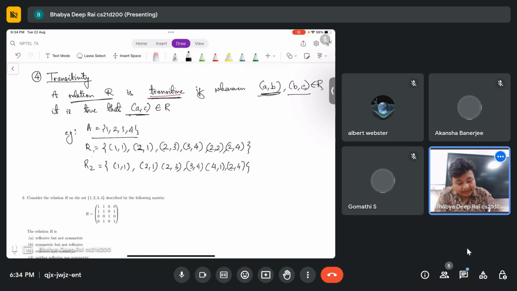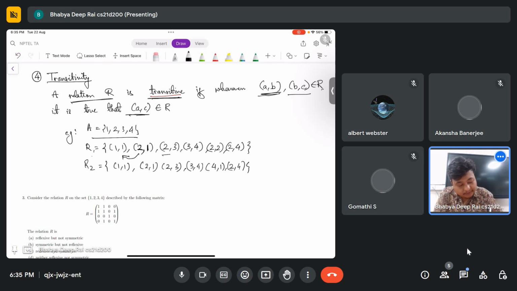Okay. So (2, 1). It again ends with 1. We need now (1, something), but that is also not... Oh, there is (1, 1). So (2, 1), (1, 1). Then the transitivity property says that (2, 1) should be there. Yeah, (2, 1) is there.